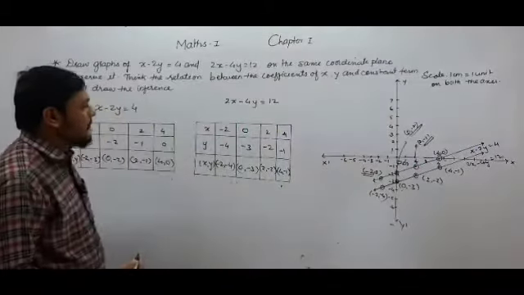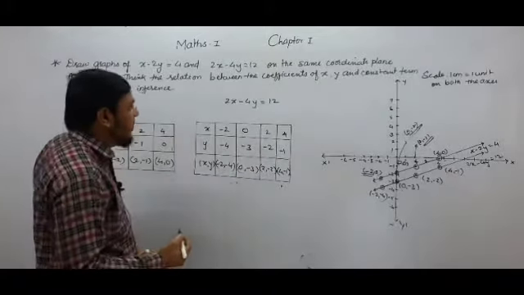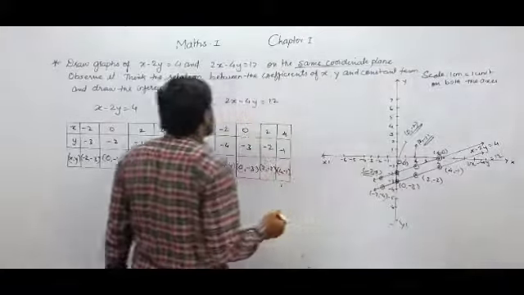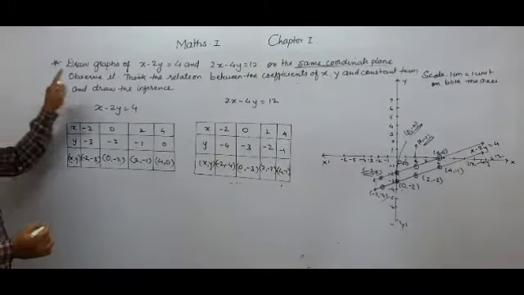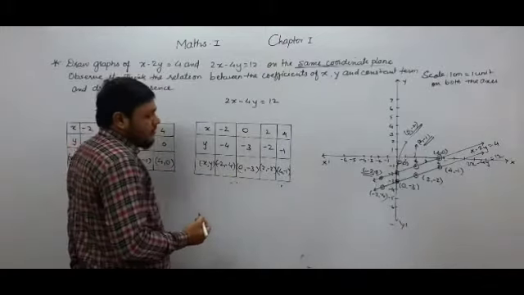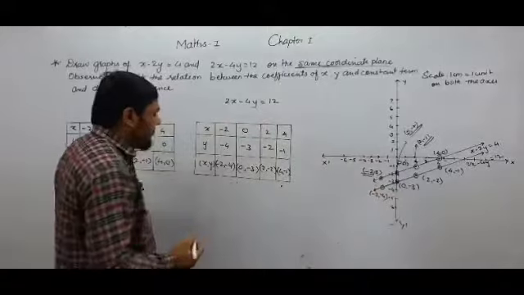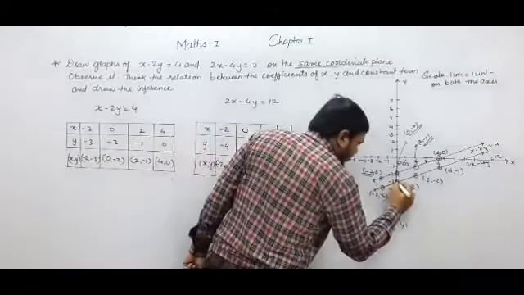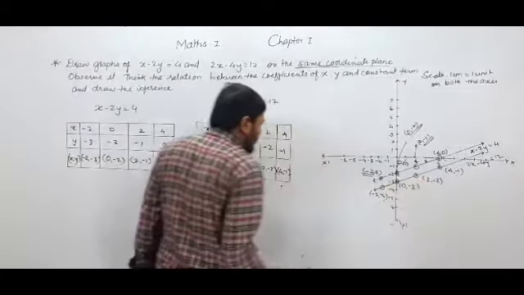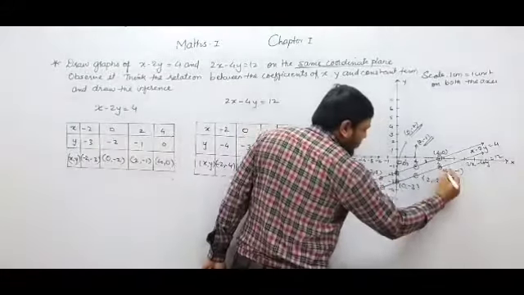Now students, we have to do the same with the second equation. We have to plot these ordered pairs on the same graph paper, using the same coordinate plane to draw the graph of both the equations. The first ordered pair is negative 2 comma negative 4. Here it is, and then 0 comma negative 3. Here it is. After that 2 comma negative 2, this is 2 comma negative 2, and the last one is 4 comma negative 1. Here it is.